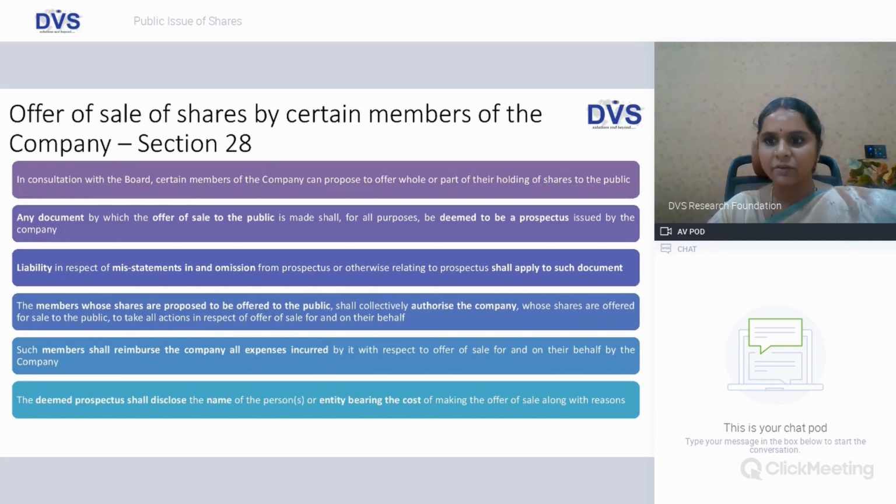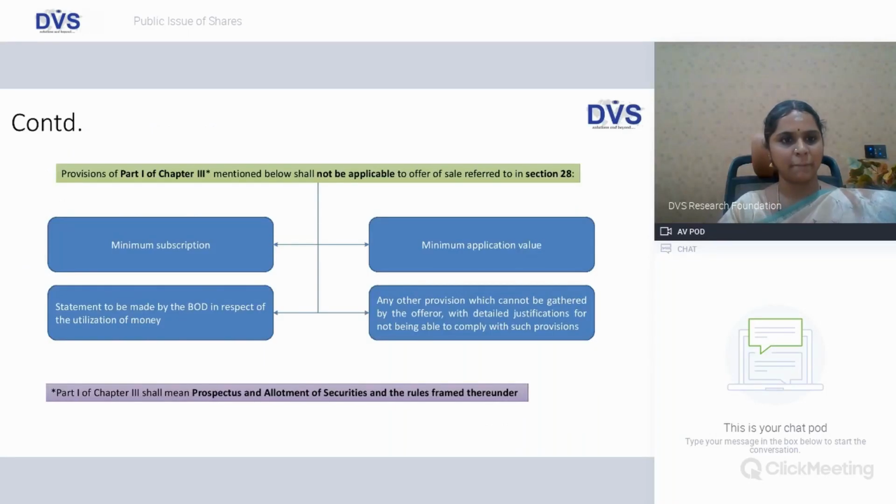The liability, the civil and criminal, will also hold good to this document, and members who make such proposal shall collectively authorize the company to make such issuance on their behalf, and they shall reimburse the expenditure incurred by the company with respect to such offer. The deemed prospectus shall disclose the name of the persons who make such proposal along with the cost of making the offer for sale and the reasons.